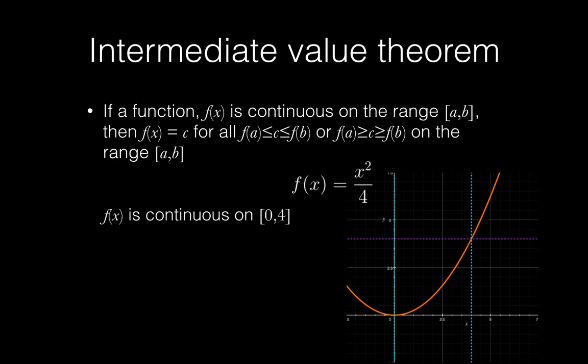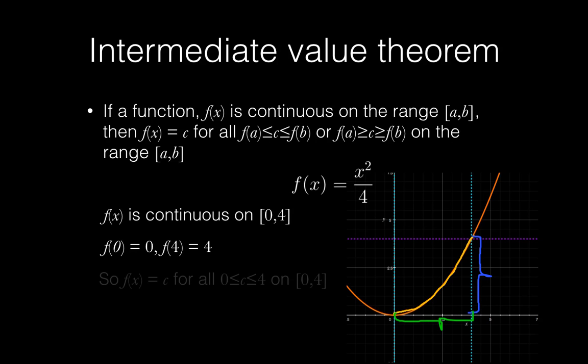We know that f of x is continuous on the closed interval 0 to 4, as, if I sketch over this, at no point do I need to lift my pencil while I'm drawing it. We know that f of 0 equals 0, and that f of 4 equals 4. So we have this range of f of x on this interval. What the intermediate value theorem says is that there is a c that exists such that f of x equals c for all c in between 0 and 4.